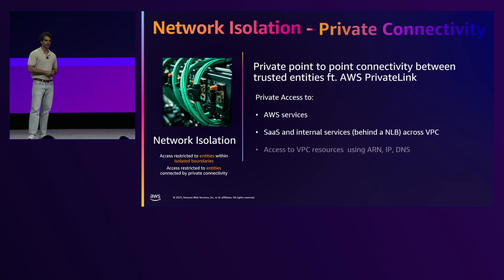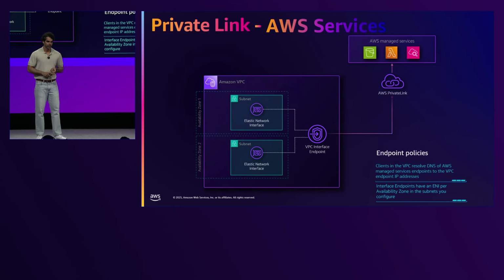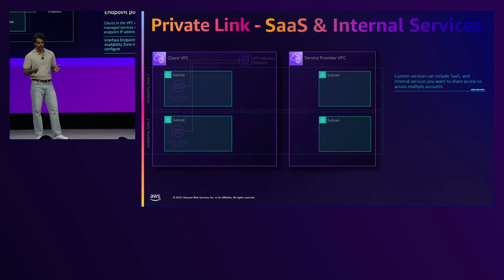In AWS, it's powered by PrivateLink. Now, PrivateLink enables 3 kinds of connectivity. One is to AWS services. This is where your clients or hosts in your VPCs can access AWS services. And here, the traffic is only enabled to the AWS services for which you create the PrivateLink endpoints and nothing else. So no access to the internet or anything like that.